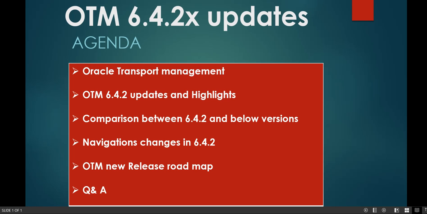As of now I discussed menu related things. On top of that, I need to discuss what icons are available. I'll discuss those icons right now. And navigations, which I just discussed, how you navigate to different menus. There are two ways to navigate these OTM pages. And the last agenda is the OTM new release roadmap. So let me discuss the comparison between 6.4.2 and below versions.